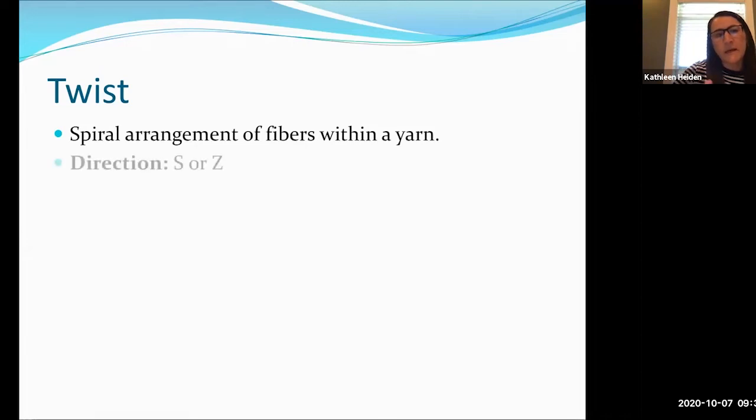So twist can come in two directions. When we put a yarn together, we have S twist or we have Z twist. An S twist are yarns that are twisted in the clockwise direction. So as those fibers are put together, the twist is being inserted in the clockwise direction. And Z twist is created with a counterclockwise direction to the twist. Your Z twist is what is used most often in the industry to make yarns.